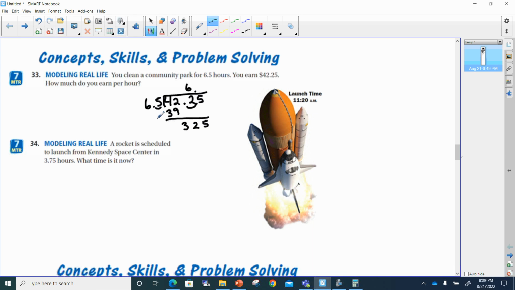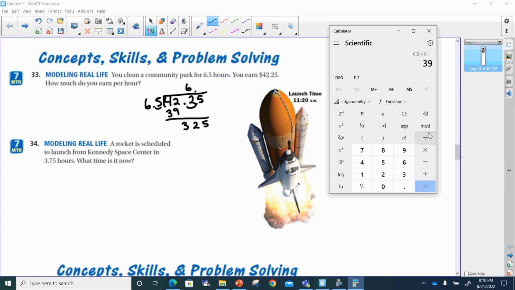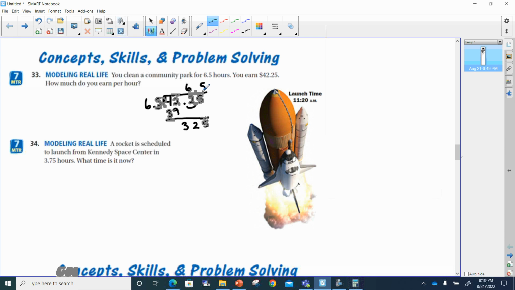Now, how many times does 6.5 go into 325? I'm going to shoot for, let's see, 5 times. Let's see what happens. I'm going to erase this. And 65 times 5 is going to equal, look at that. So I cleaned the park for this many hours. I'm going to earn $6.50 an hour then.